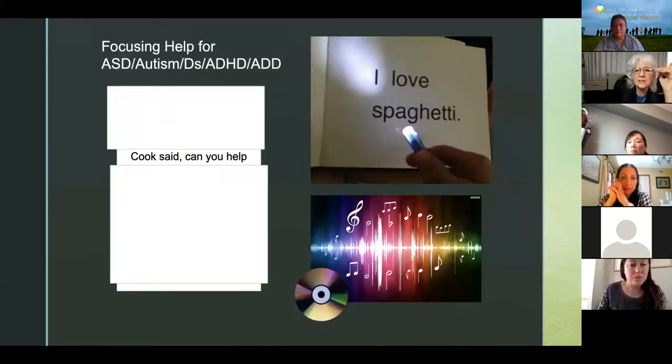So here are some little focusing aids, even if they don't have any of these diagnoses. Number one, covering up everything except the one sentence you're asking that child to read. Another disability or challenge that this helps with is visual problems, you know, tracking problems.